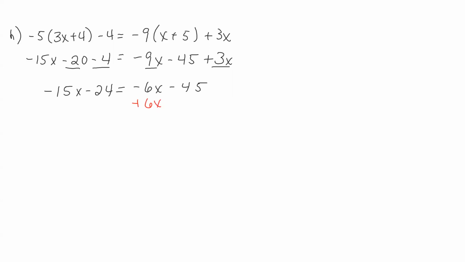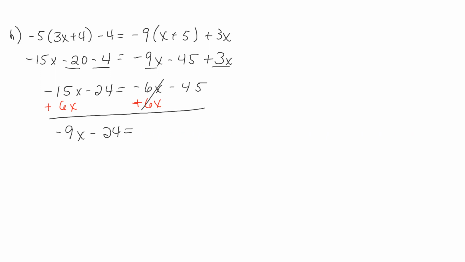How do I move minus 6x? Well, I'm going to add it to both sides of the equation. On the left, negative 15x plus 6x is negative 9x. Drop down your minus 24 and your equals. On the right, your 6x's cancel.